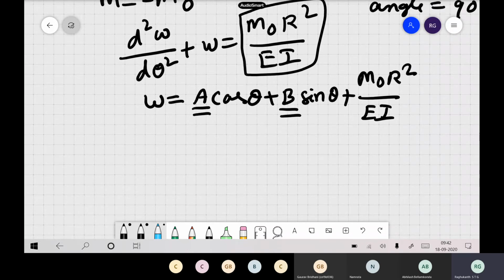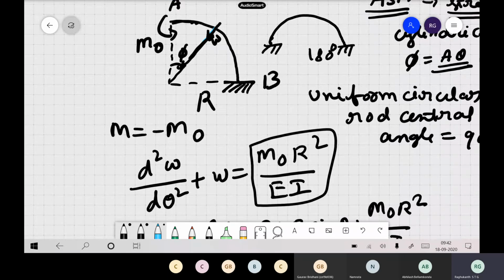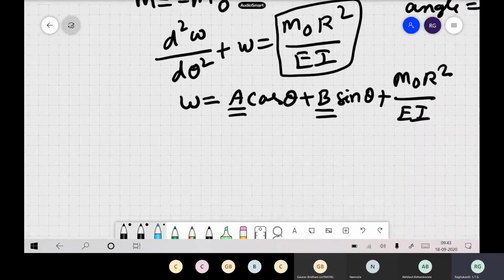Now what's the boundary condition here? We are measuring phi from this side, so be careful. What are the boundary conditions? At phi equal to 90 degrees, W will be 0. This is a fixed support, and you have another boundary condition also, since there are two constants, A and B. The radial deflection is 0 here, and because it is a fixed end, what about its slope? That also has to be 0. That's it, so two conditions are there.